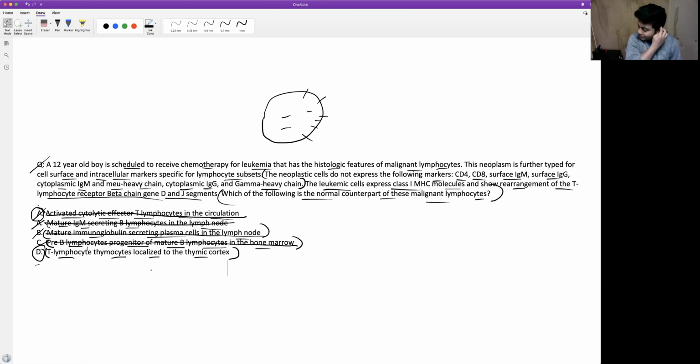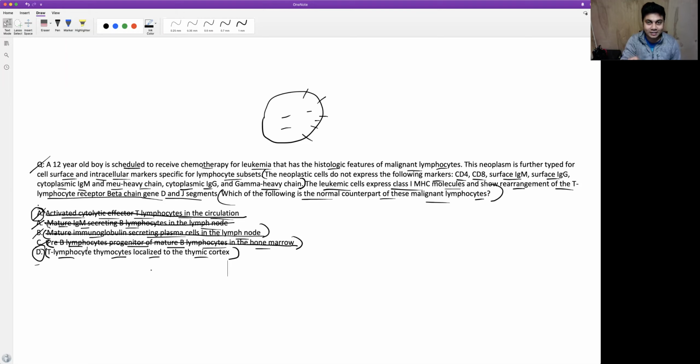Now, the same thing happens here. This T lymphocyte is just in the thymic cortex. It's not yet inside the medulla. It's not yet even passing through the cortex. It's just in the cortex. It's just at the beginning of the education.